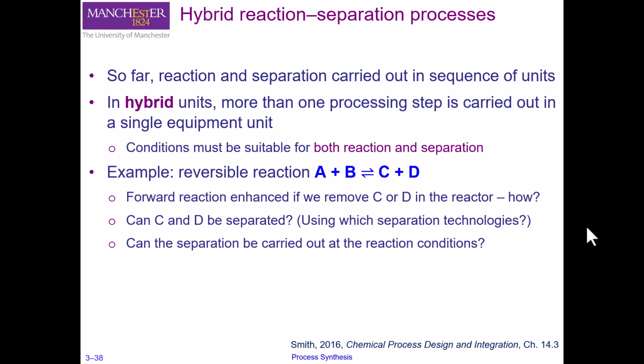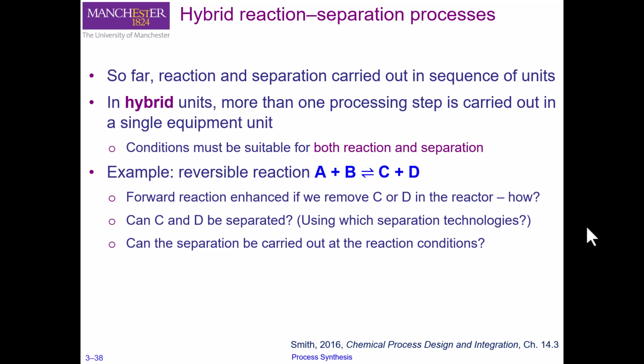Let's consider here a reaction A plus B forms C plus D. As you know, we want to enhance the forward reaction to get good conversion of A and B. And if we can remove the products, we could increase the conversion. Here we are considering Le Chatelier's principle. So the question is how we can remove C and D while also allowing the reaction to continue.